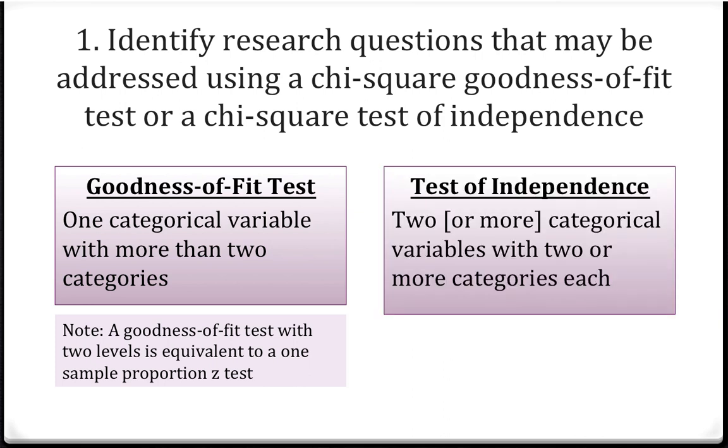The chi-square test of independence then is when we have two or more categorical variables with two or more categories each. The test of independence looks for a relationship between those two or more variables. Or more is in brackets here because in this course, we're only going to be looking at examples with exactly two categorical variables. Let's walk through a few examples.